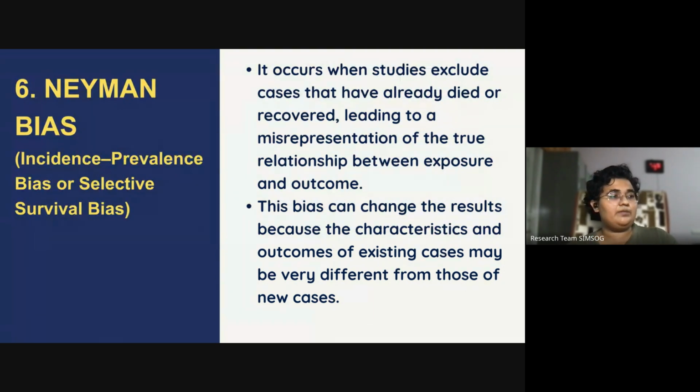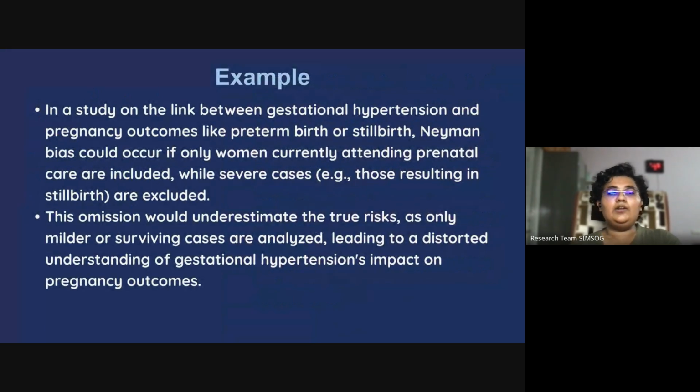Let us once again look at the example. If I'm doing a study looking at the link between gestational hypertension and an outcome like preterm birth, and if I exclude all the adverse outcomes like stillbirth or miscarriage, then I would be potentially excluding all of those patients with gestational hypertension who had a more severe outcome or a more severe case. I would only be taking into account the milder cases because those cases survived and the patients gave birth successfully. So this could lead to a distorted understanding that gestational hypertension doesn't have that much of a severe impact on pregnancy outcome like preterm birth. That is what is name and bias.